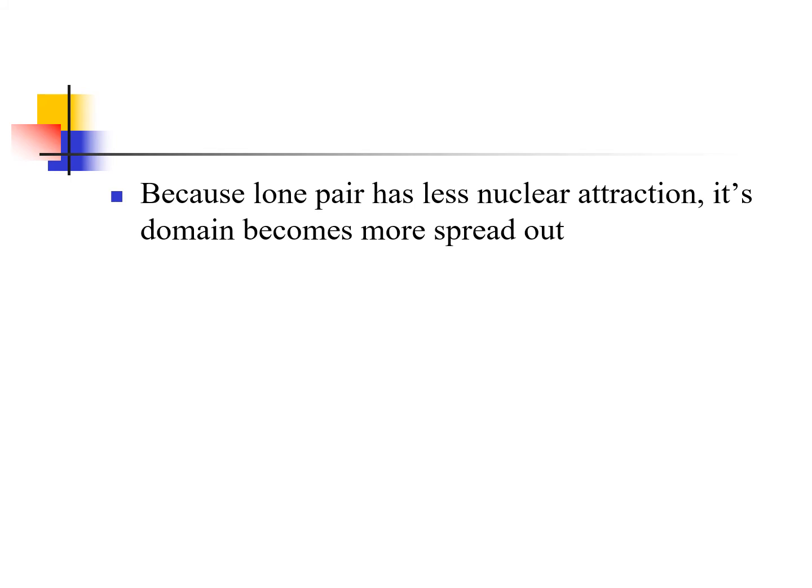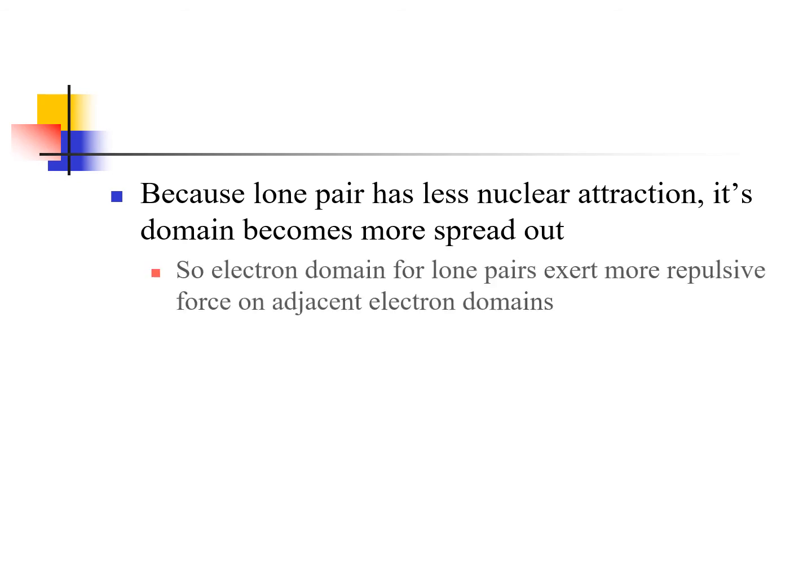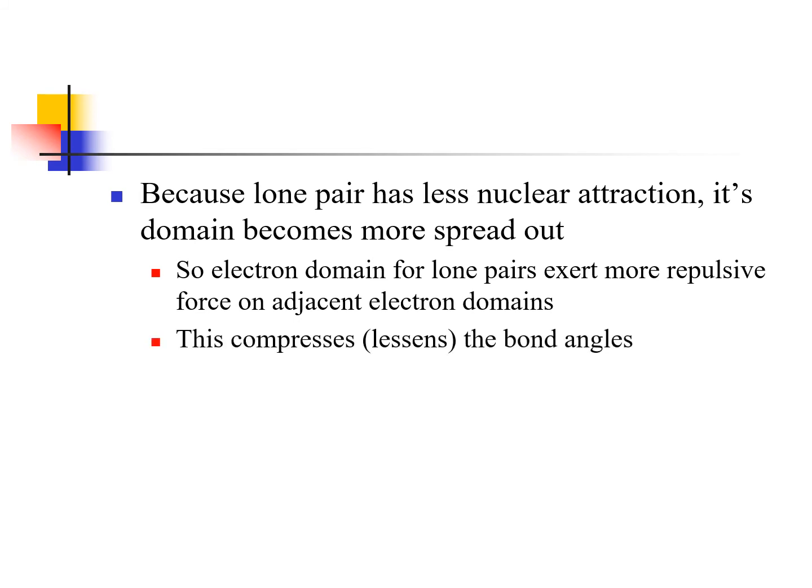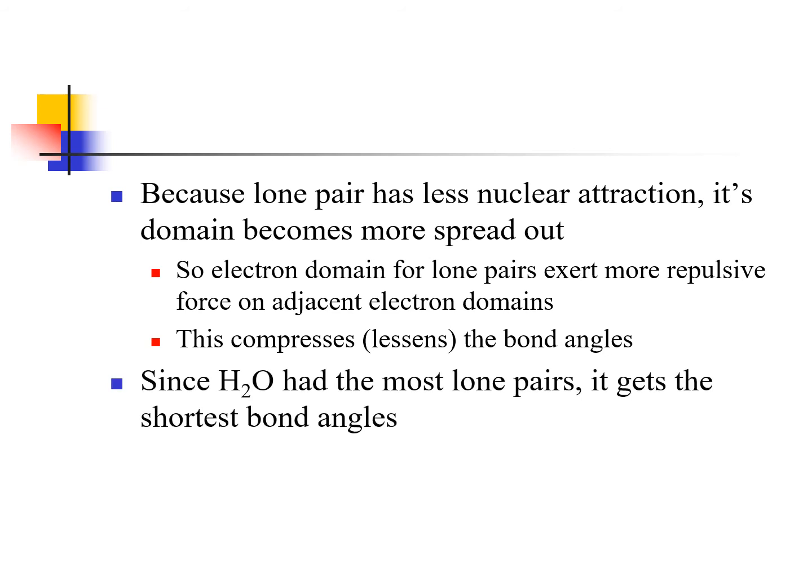Because a single lone pair has less nuclear attraction, since it's only bound to one atom, it becomes more spread out. Because it's more spread out, those lone pairs exert more repulsive force on other electron domains, compressing or lessening the bond angles. So the more lone pairs there are, the smaller the bond angles are. That's what you need to know.